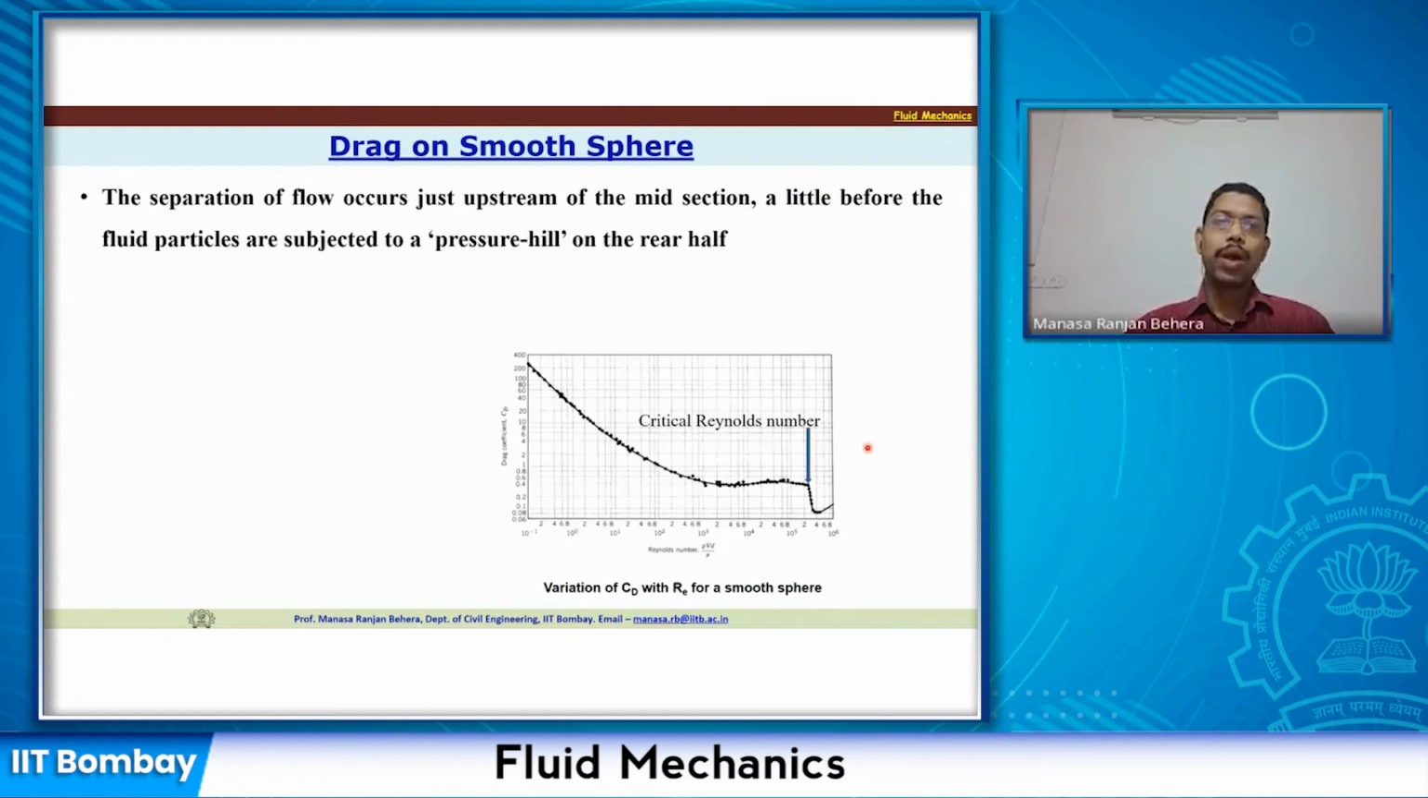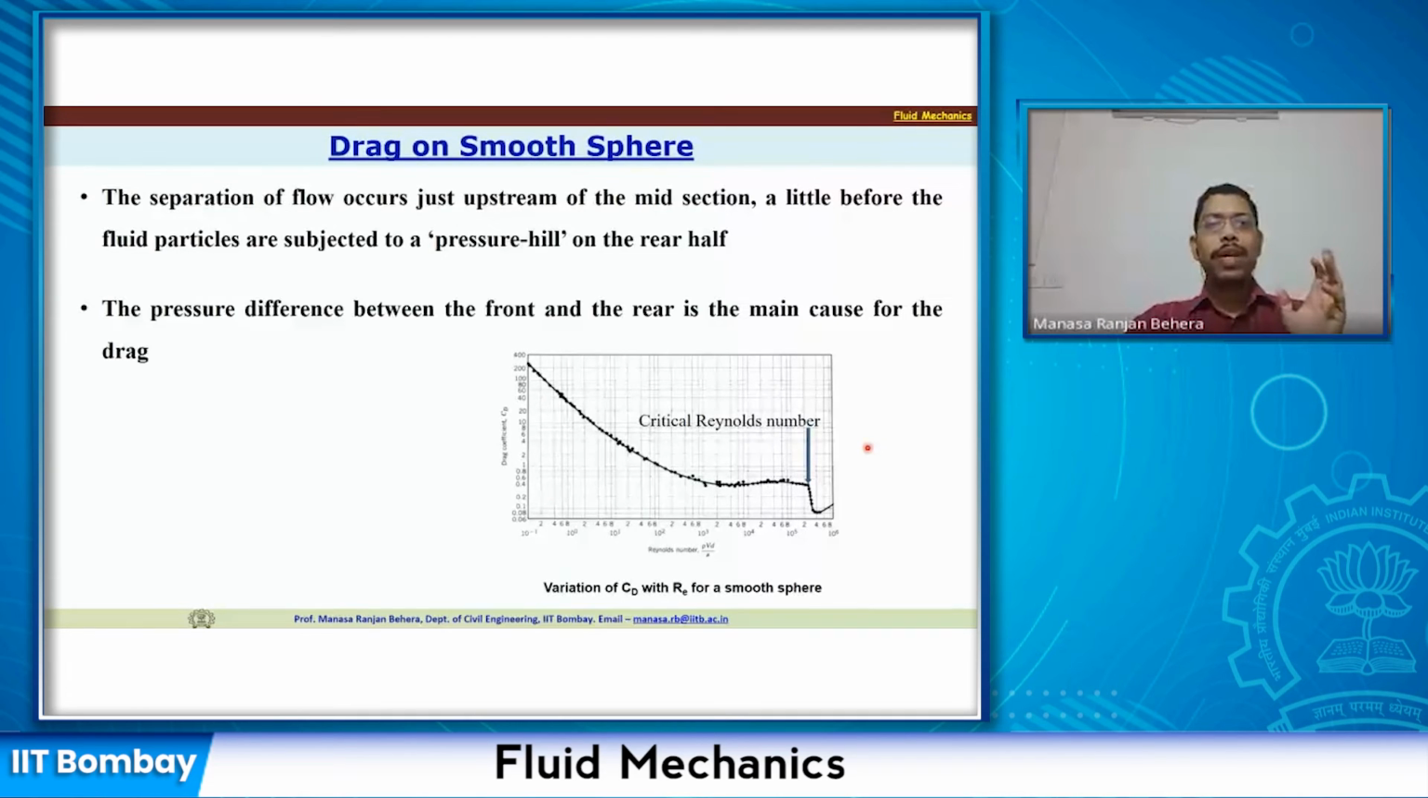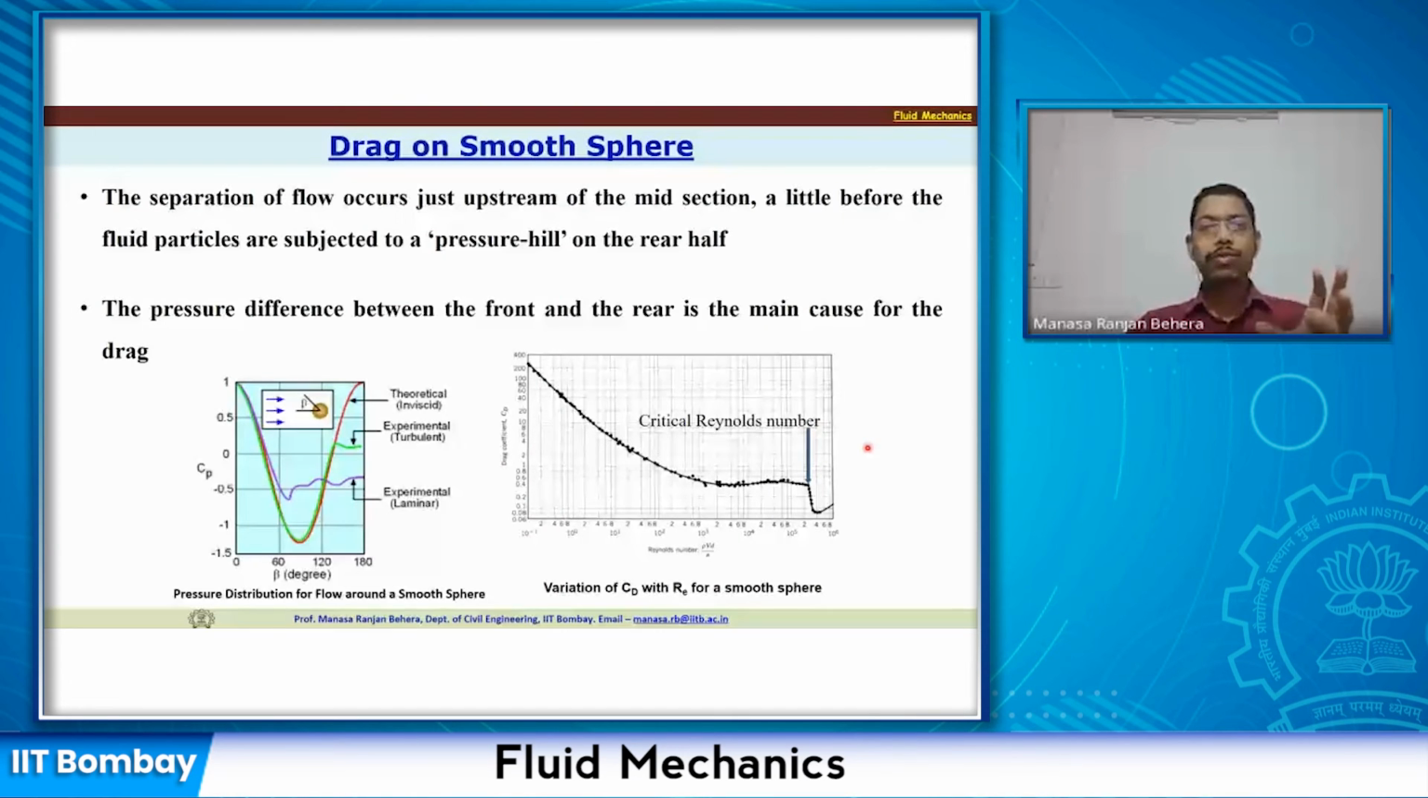Okay, so now the separation of flow occurs just upstream of the midsection for a sphere, a little before the fluid particles are subjected to the pressure hill. So that means if you draw a circle and go from 0 degrees to 90 degrees and then 180 degrees, your flow might separate somewhere around 80 degrees, just before the midsection. Now the pressure difference between the front and the rear is the main cause for the drag, and that contributes to the form drag. Okay, if we look at a plot, you see here the coefficient of pressure, which is again representative of the form drag.